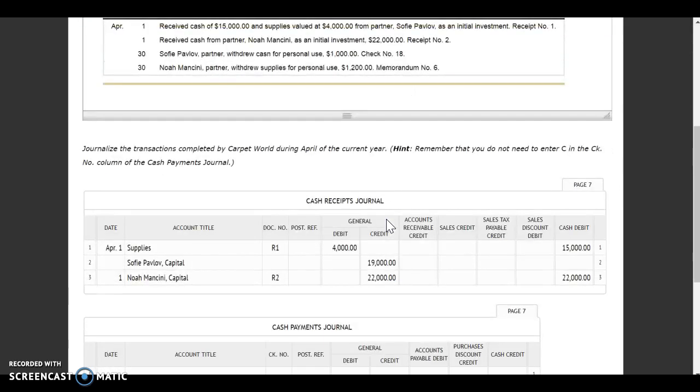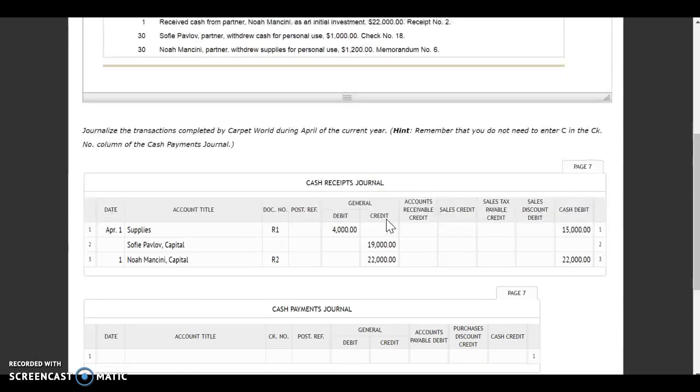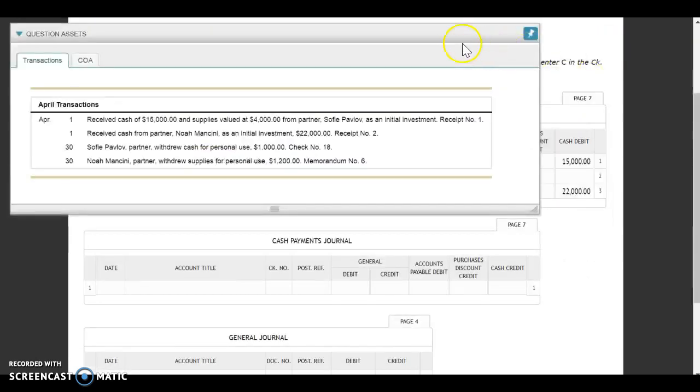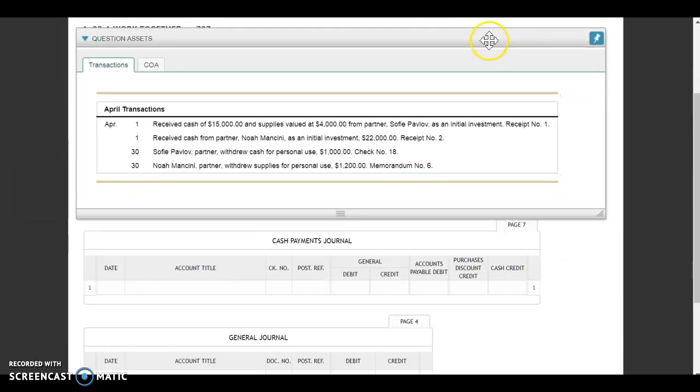All right, our next transaction on the 30th, it says Sophie Pavlov, partner, withdrew cash for personal use, $1,000, check number 18. When we see that we're taking out cash, that means that we are making a cash payment. It's going to go into our cash payments journal.